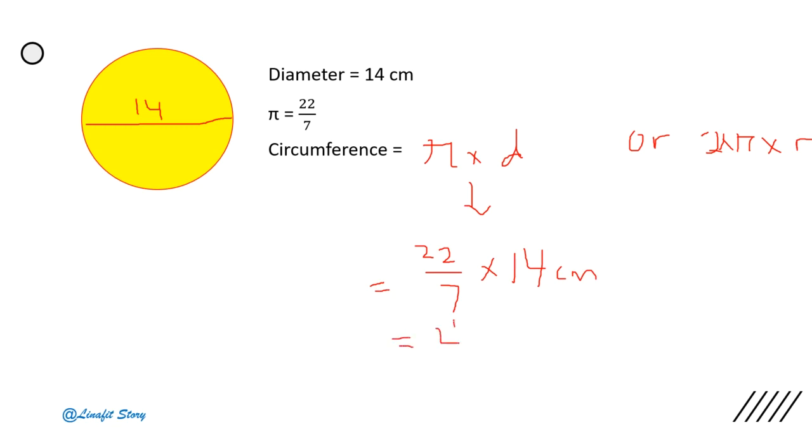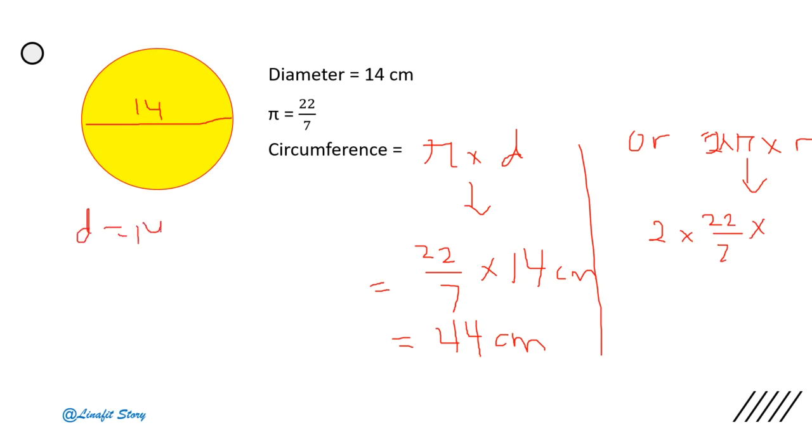equals 44 cm. How about if you use the second way, 2 times pi times radius? So 2 times 22 out of 7 times the radius. Find its radius: if the diameter equals 14, the radius equals 14 divided by 2, which equals 7 cm. So 2 times pi times radius, 2 times 22 out of 7 times 7 cm equals 44 cm.